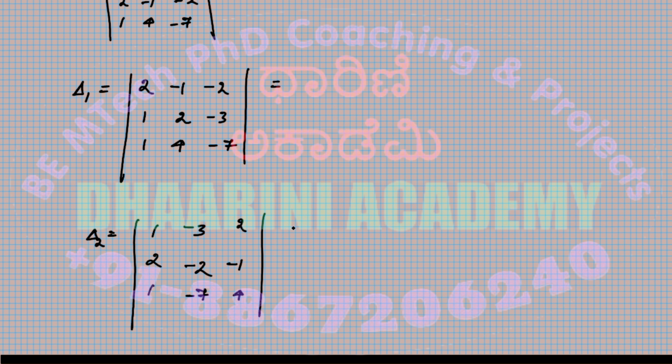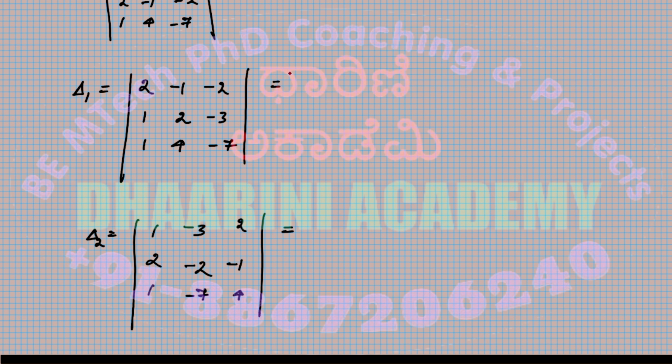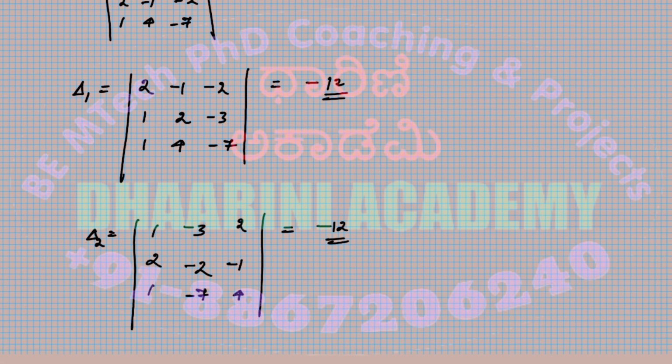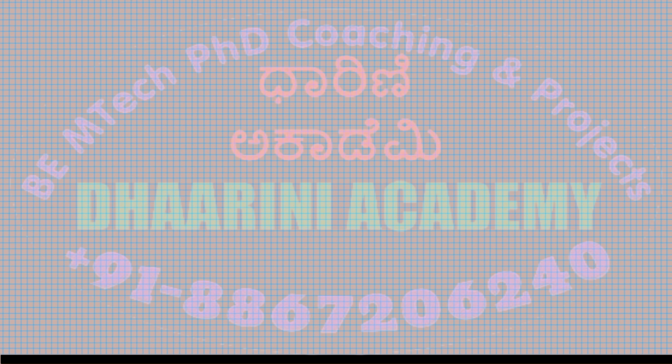Okay, we want to calculate the two determinants. So the answer is minus 12 and minus 12 as required. So that proves the property. Next, let's move further. This is property number 3.